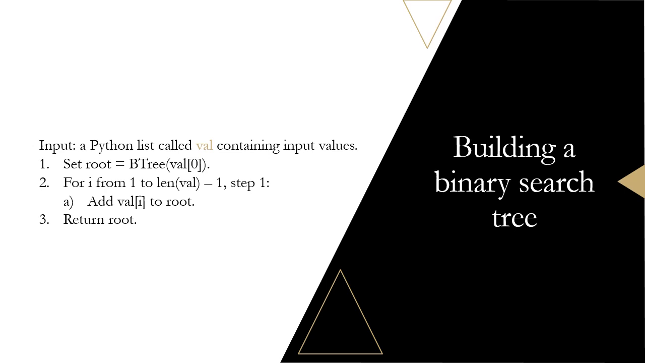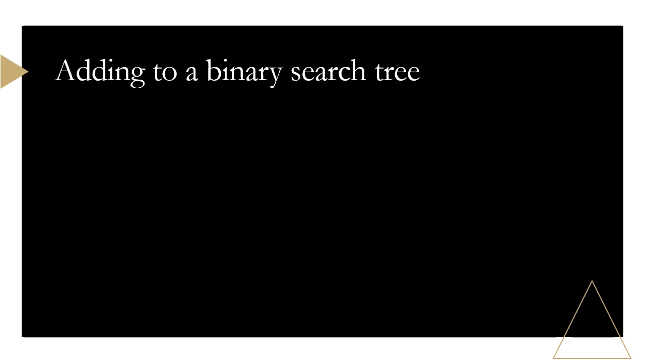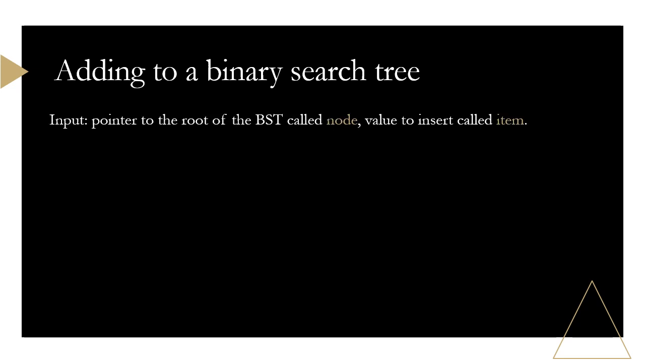But there is one thing here that we don't know how to do. How do you add a new node to the root of a binary search tree? Adding to a binary search tree. For input we get two things. Pointer to the root of the BST, we call it node. Value to insert, we call it item. First of all, we say that our parent is the node and added is false because we have not yet added item to the tree.